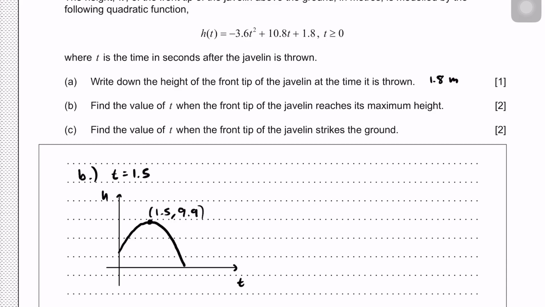Part C, find the value of t when the front tip of the javelin strikes the ground. Okay, so here we have our quadratic once again. It's height against time, maps the trajectory or path of this javelin through the air, and there's going to be this point when it reaches the ground. When does it reach the ground? Well, when height itself is equal to 0.